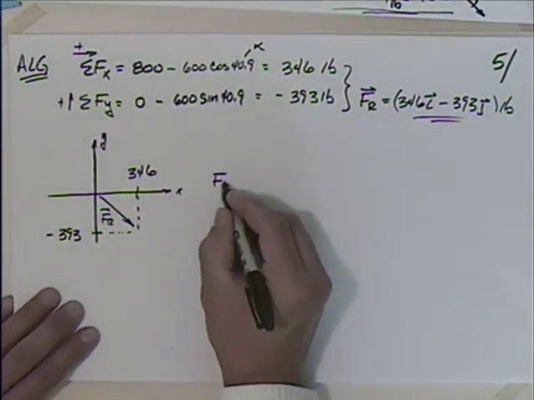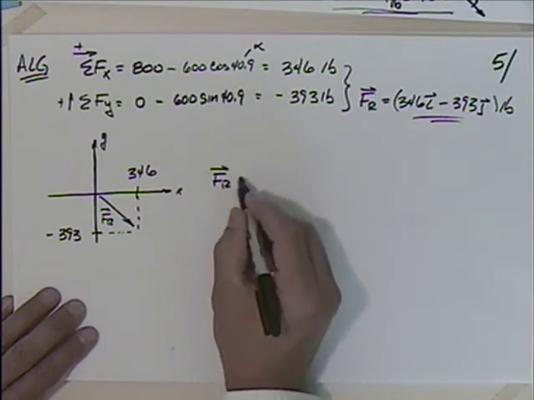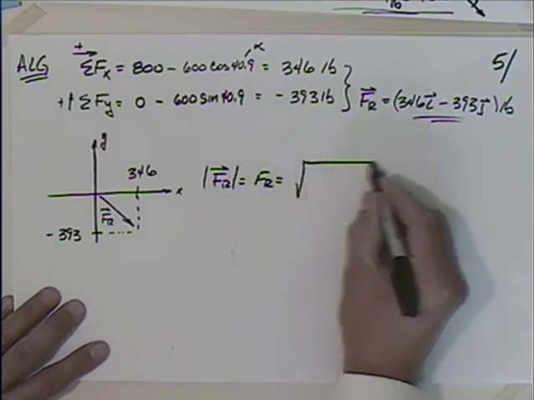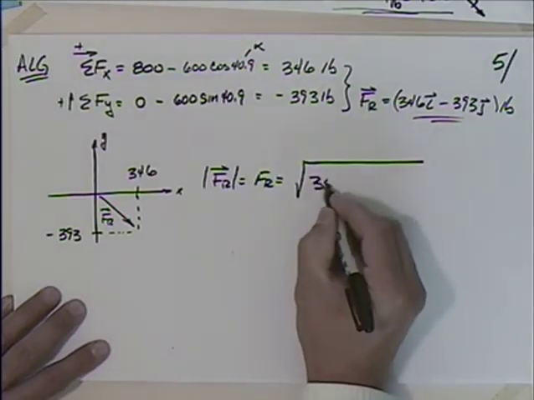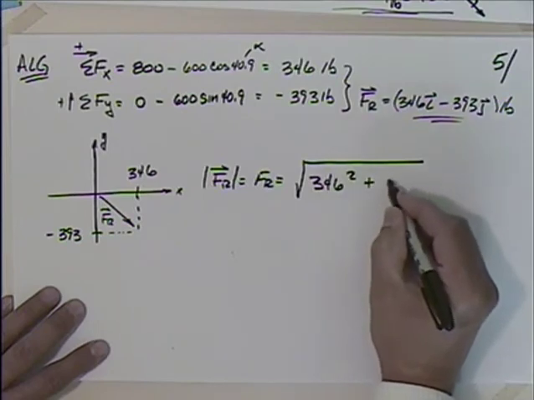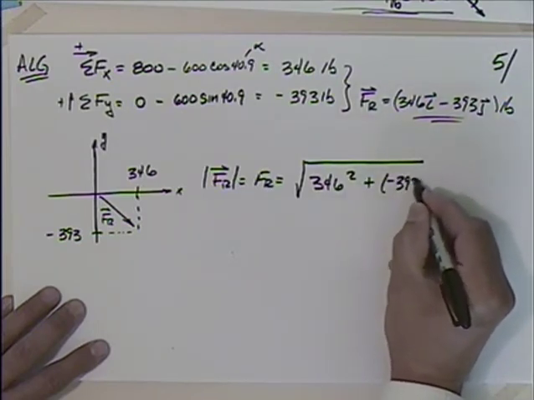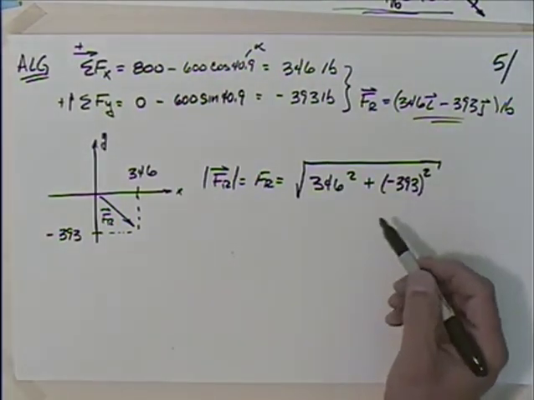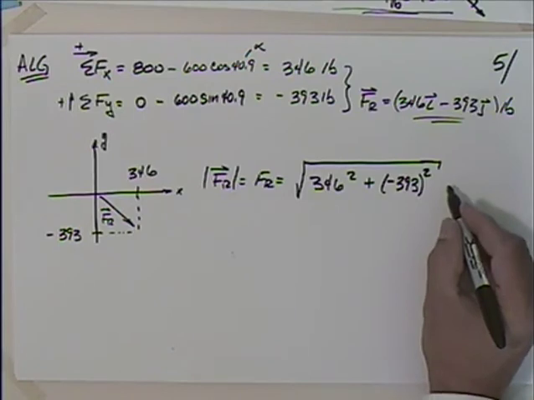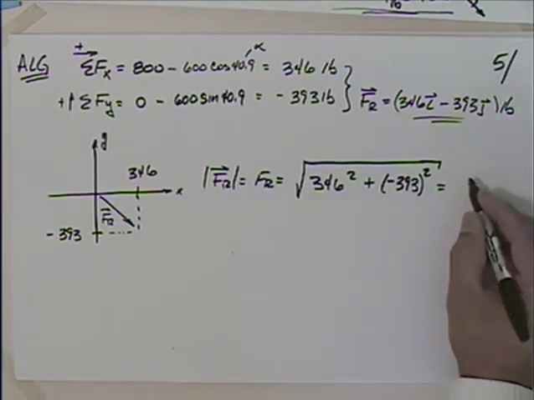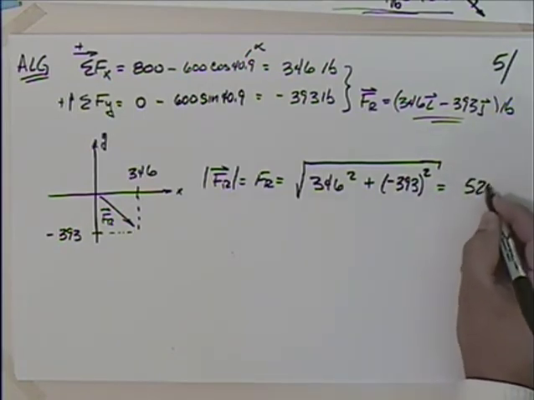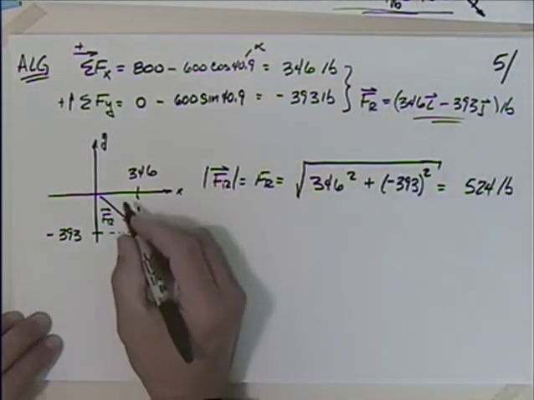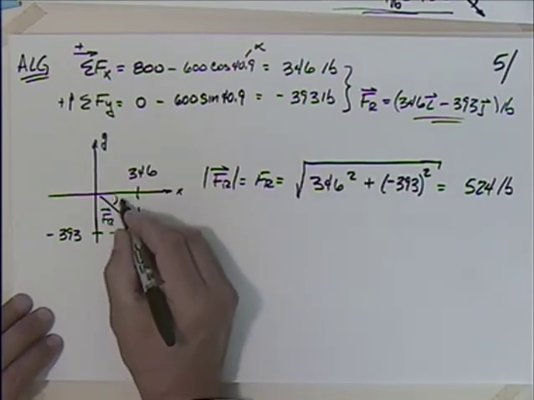This is looking good. It looks like we're at least in the right quadrant. So I could say that the magnitude of F sub R is really the square root of what? 346 squared plus minus 393 squared. And when I write that, I'll just write 393 squared, because everyone knows when we square it, the negative sign goes away. Hammer that on the calculator, you have 524 pounds. That's a number I like. And then we need to find this angle here. Let's again call this theta.